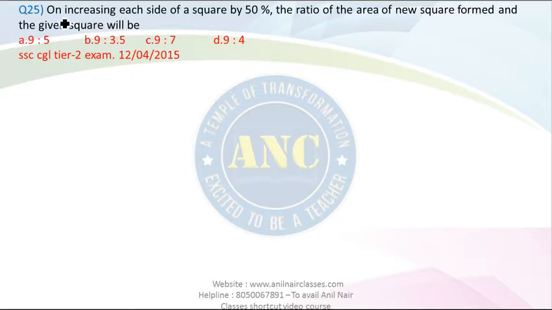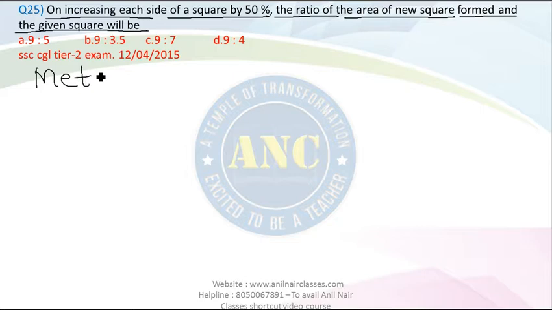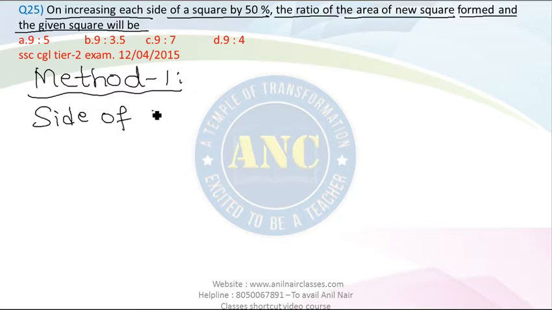Question number 25. On increasing each side of a square by 50%, the ratio of area of new square formed and the given square will be how much? Now, suppose for example, you solved by using method 1, by taking some number like 100. Suppose I assume that my side of the old square is 10 units.